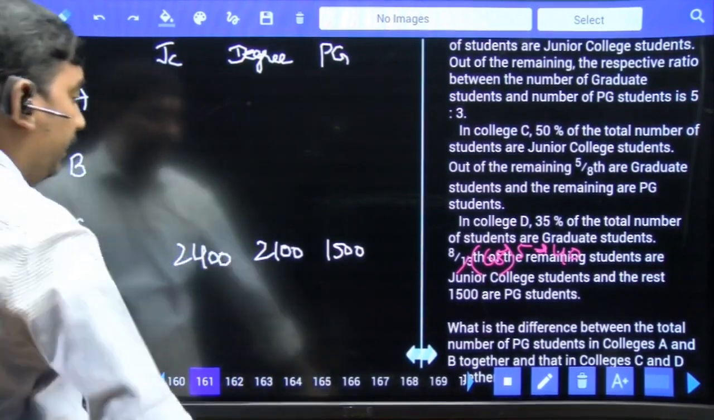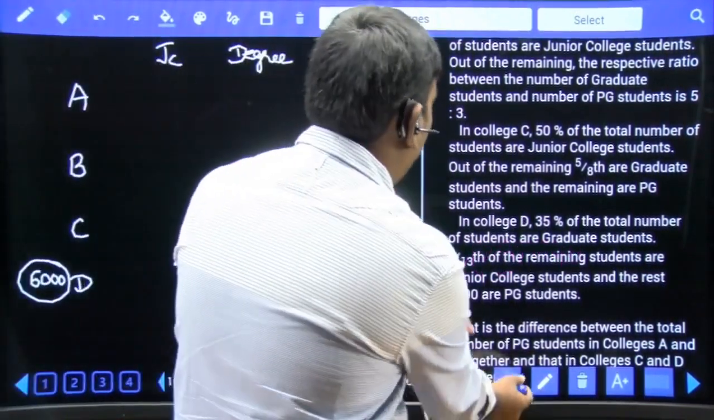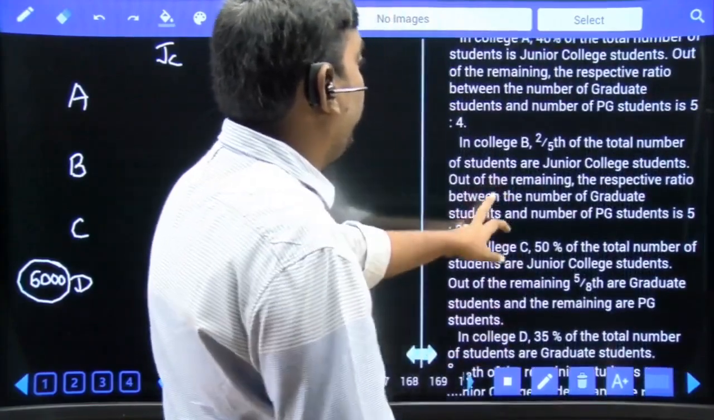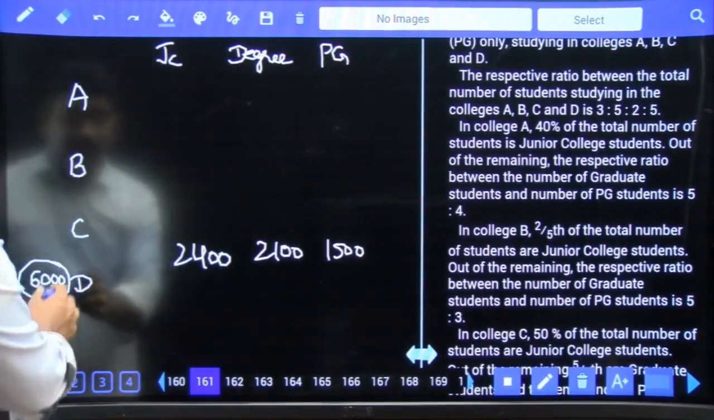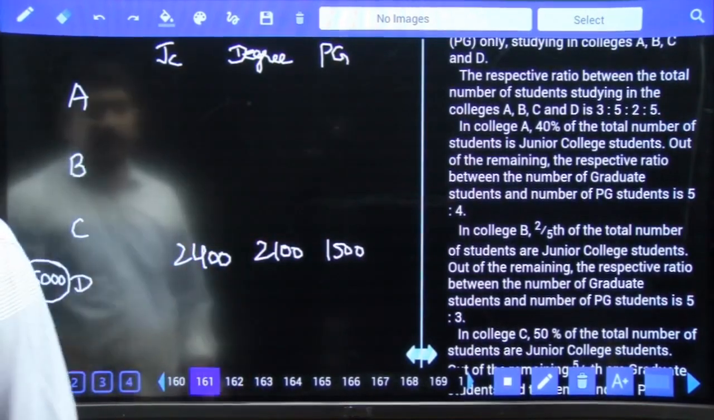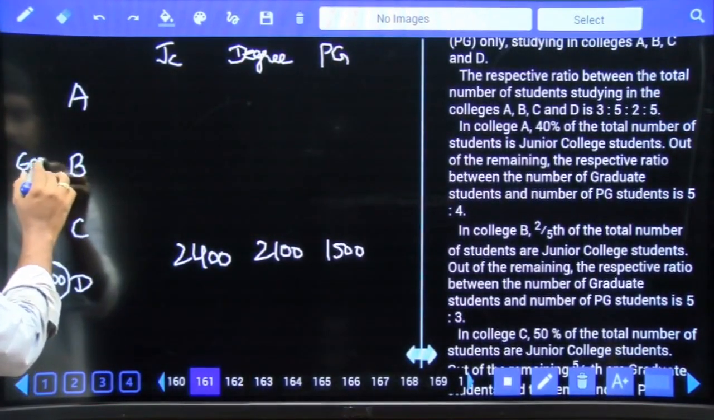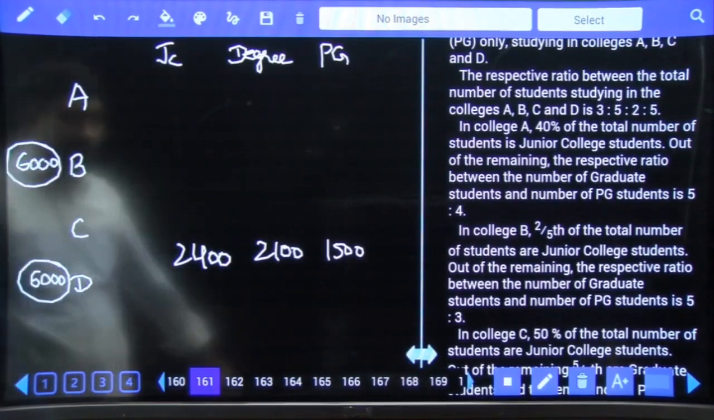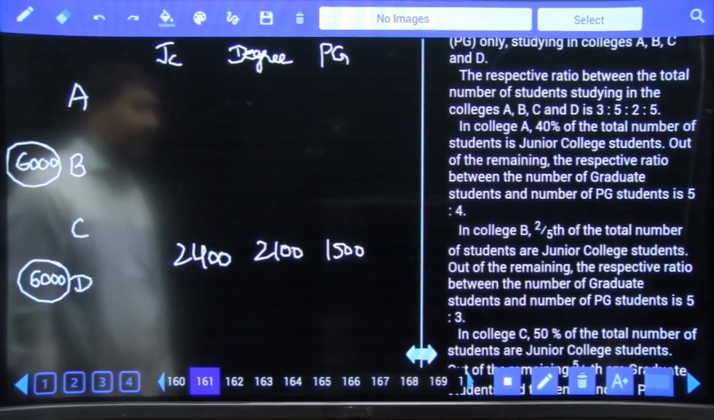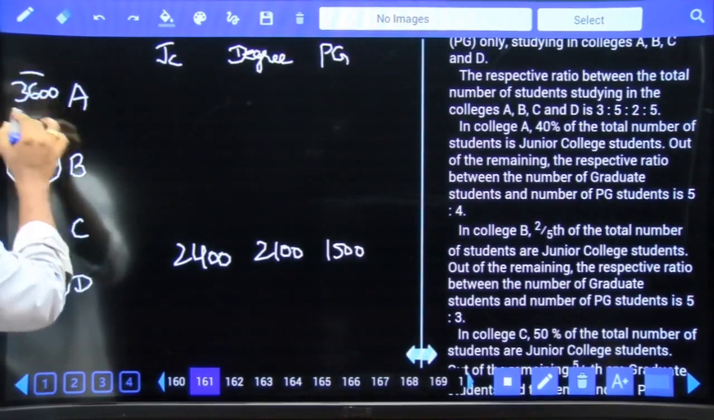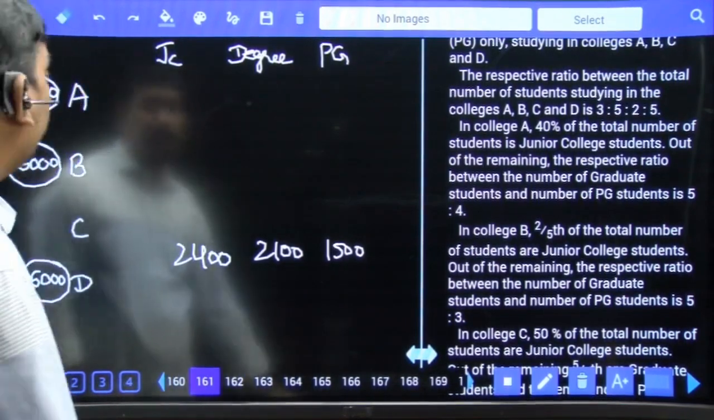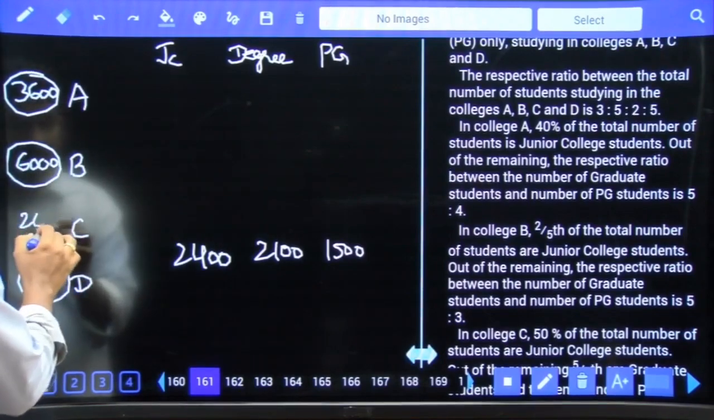This is college D. Then coming to the above data, the ratio between all four colleges is 3 : 5 : 2 : 5. 5 parts value 6000. College B also has 5 parts, 6000. So 5 parts value 6000 means each part value 1200. A has 3 parts, 3600. C has 2 parts, 2400.